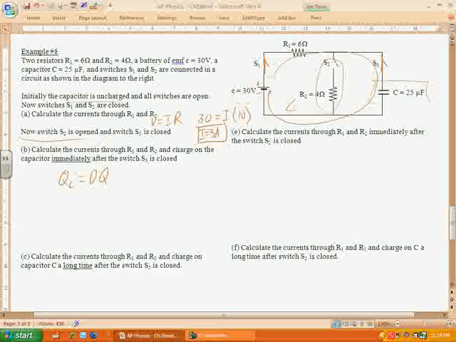So V equals IR. You get to do a little bit of math. 30 equals the current times the resistor, which is 6. And so the current is 5 amps. Okay, easy enough. Let's look at C.